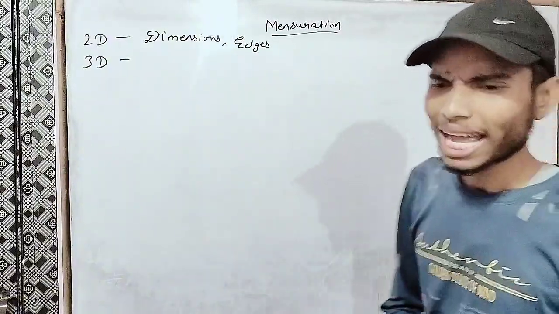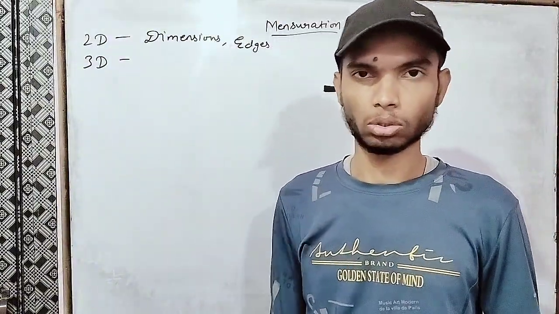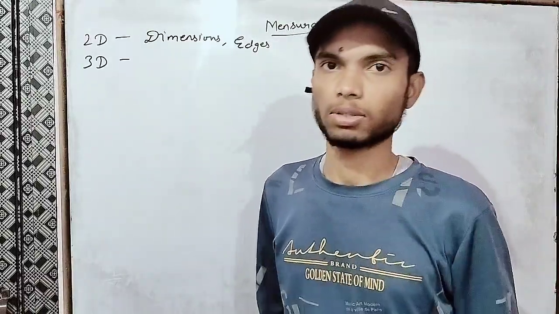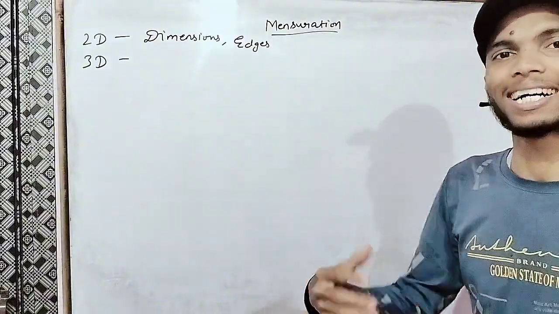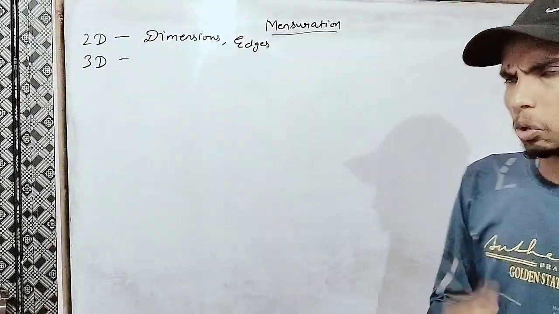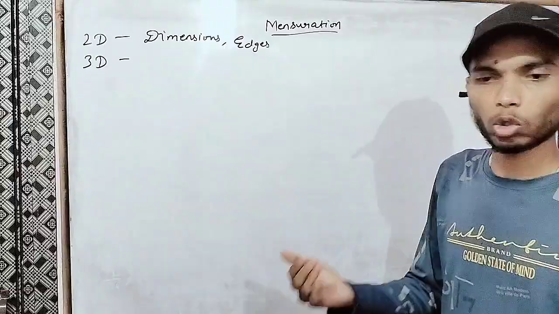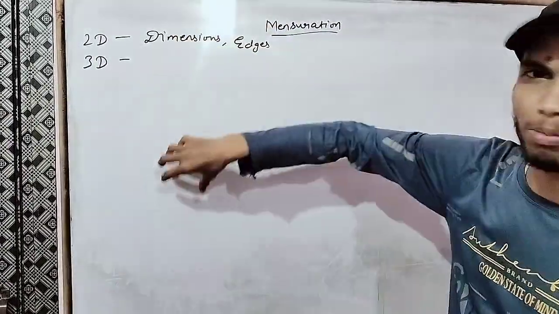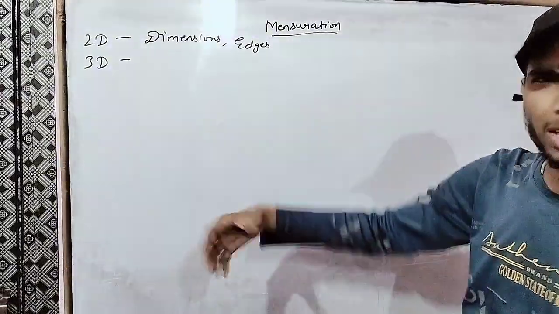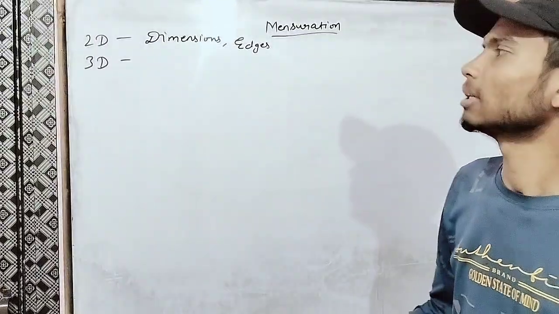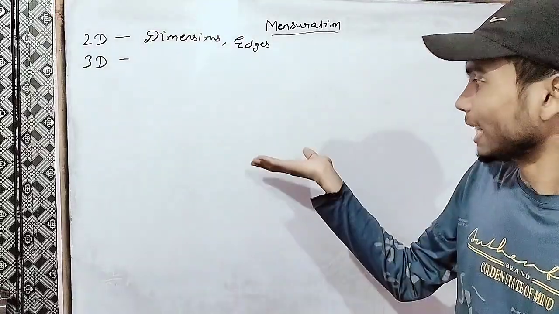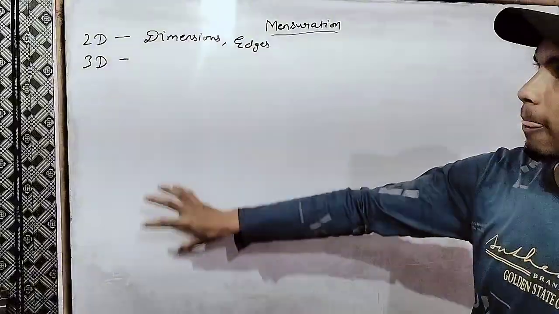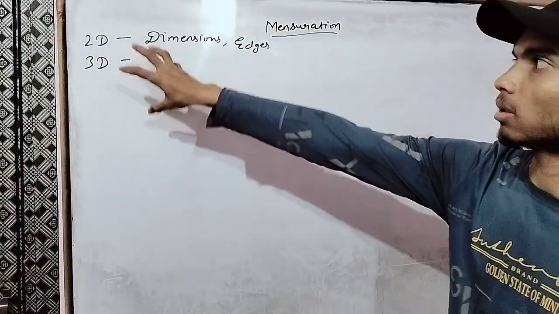Now 2D does not have space. 2D has area, but 2D does not have space. Here, this board is an example of a 2D object. Can you tell me, is there any space in this object? No, it doesn't have any space. So that's why this is also a point of 2D.